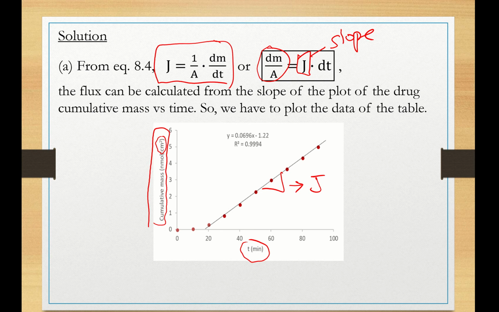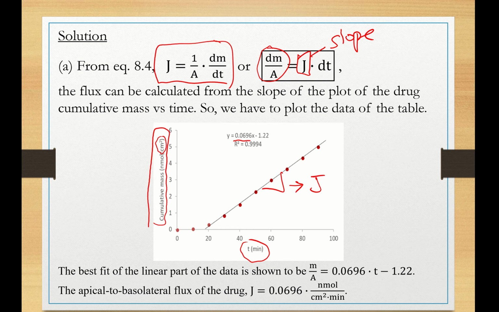That's the flux. So our slope based on the best fit equation is 0.0696, and make sure that you use the correct units here. So my slope is 0.0696 nanomoles per square centimeter per minute. Okay, so that's the flux. That's the rate of passage of the drug through that particular surface area of the membrane to the basolateral side, to the acceptor side. Okay.